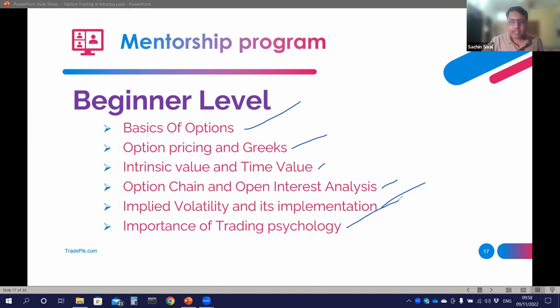And we will talk about trading psychology, because without trading psychology, nothing will work. If your psychology is not right, you can't make money in options, or you can say any trading. So trading psychology is an important factor. We have a separate module for that, where I prefer to do one-to-one sessions, because every single person is facing a different problem; trading psychology is different for everyone. So we discuss your problem in this module.